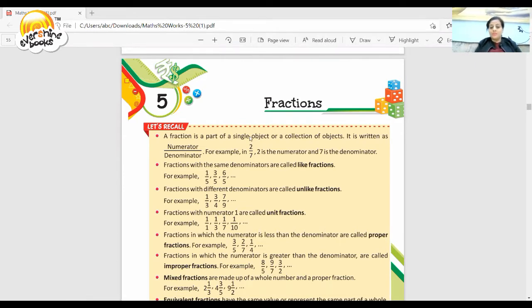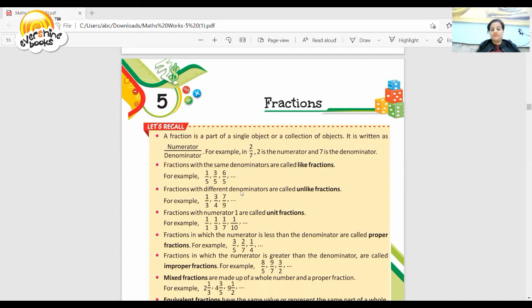A fraction is a part of a single object or a collection of objects. It is written as numerator and denominator. For example, in 2 upon 7, 2 is the numerator and 7 is the denominator. Fractions with the same denominator are called like fractions. They are like 1 upon 5, 3 upon 5, 6 upon 5, where the same denominator is there.